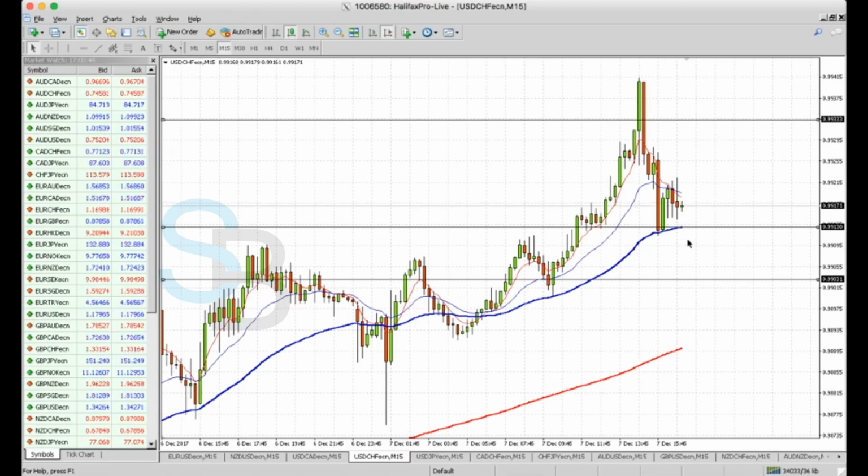Now, ideally, when I put my stop loss, I like it to be below the previous low. But in this case, if I put it below the previous low, it's going to be a bit too far away. My one hour is going to be a bit too big. So I'm going to compromise and put it 10 pips away. All right.